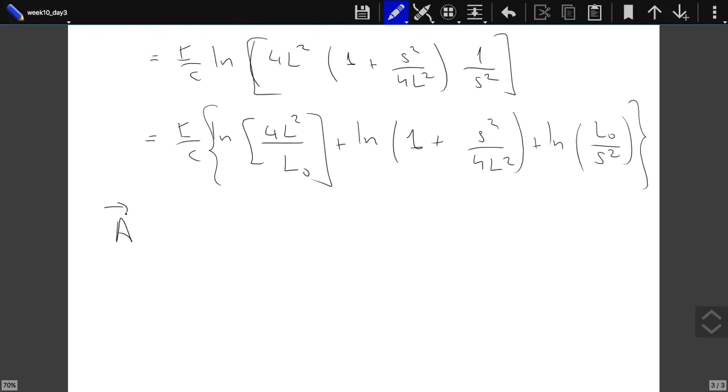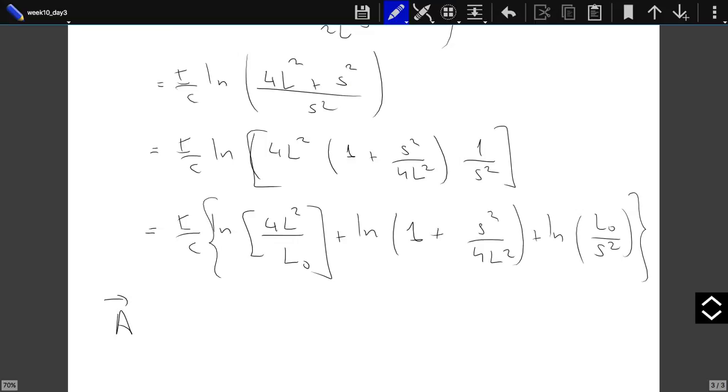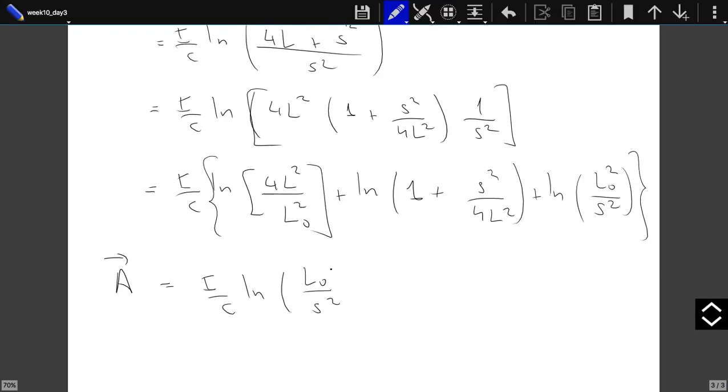So A, corresponding to our infinite wire, ignoring this infinite piece, we can write as I over C. Now, if we ignore the first piece, I can take the limit L goes to infinity, because the remaining pieces are finite. I end up having the logarithm of L0 over S squared. Well, let me just call this L0 squared, sorry. L0 squared over S squared, in the Z direction.